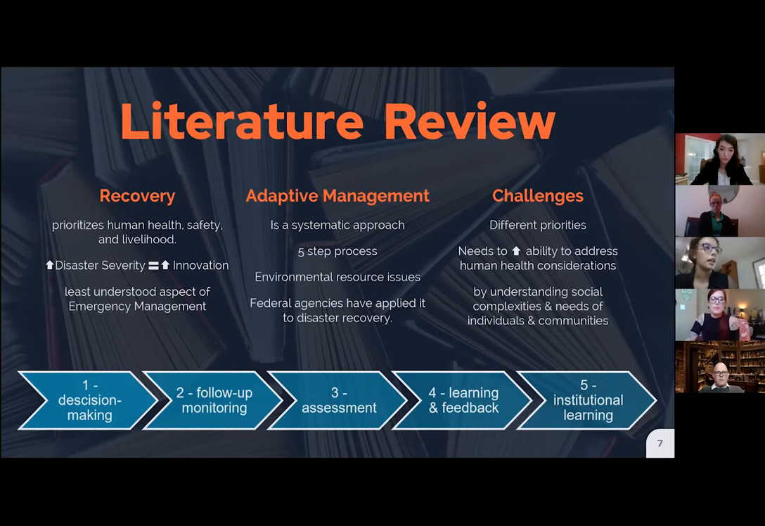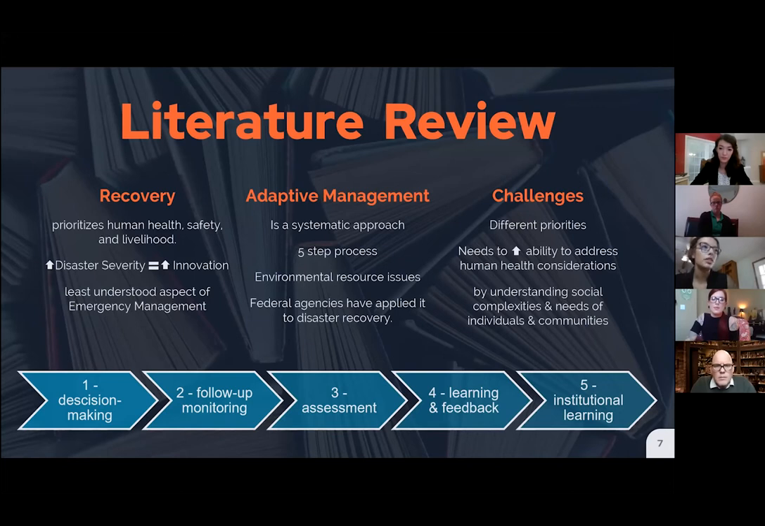Moving on to adaptive management, I utilized the U.S. Department of Interior's technical guide and application guide that they have created for adaptive management. It outlines that adaptive management is a systematic approach that learns through the practice of management itself while adjusting program objectives as understanding improves. While these adaptive management programs are established, they have recognizable limitations when applied to complex sites and affect large and diverse populations because it is mainly utilized for environmental resource issues.